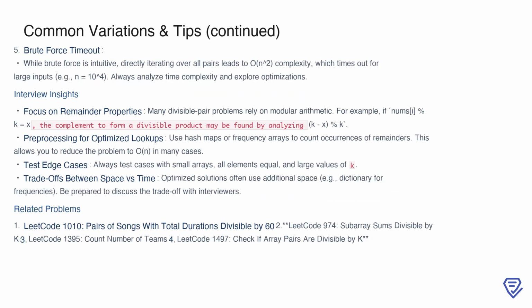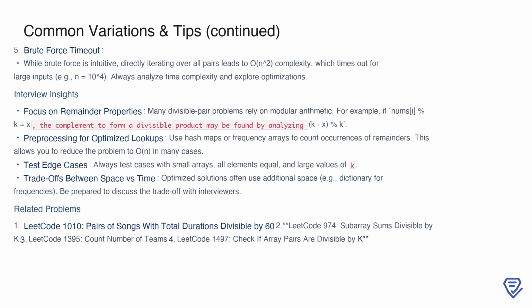Now, let's consider the issue of brute force approaches. While a straightforward solution might involve iterating over all possible pairs, this results in an O(n squared) time complexity and is impractical for large inputs, such as when n is 10,000. Instead, focus on optimizing your solution. Modular arithmetic is often key to solving divisible pair problems. For instance, if an element has a remainder x when divided by k, the complement needed for divisibility can often be derived as (k - x) % k. Pre-processing the array to count occurrences of each remainder, using a hash map or frequency array, can reduce the problem to linear time complexity.